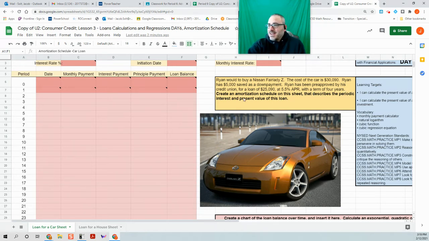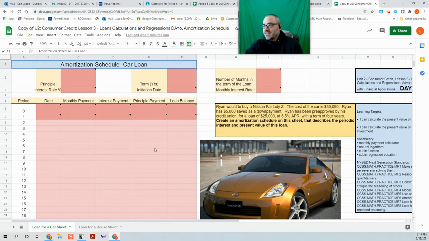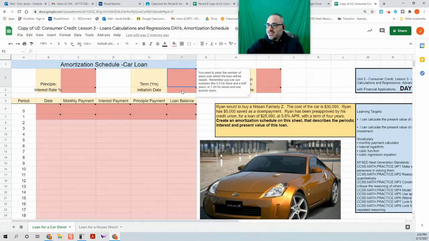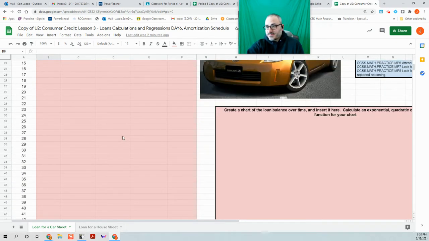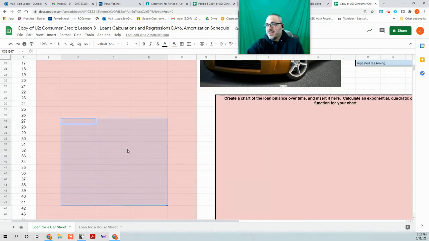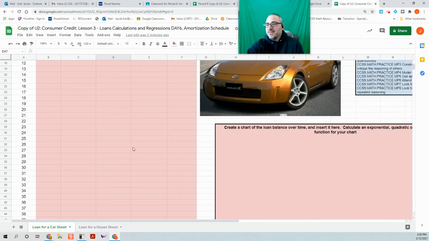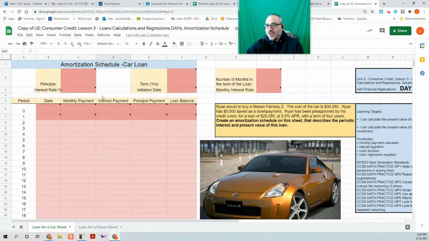The task is to create an amortization schedule on this sheet that describes the periodic interest and present value of this loan. Your task for this particular project is to fill in every one of these salmon colored boxes plus all these pink boxes. All of those pink boxes, okay? So here goes. We're going to do this.